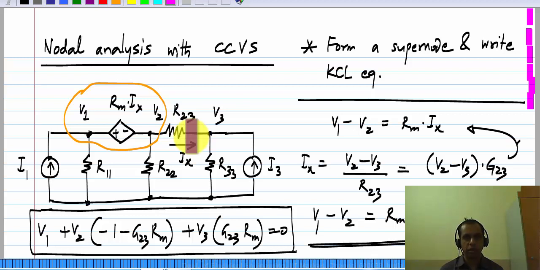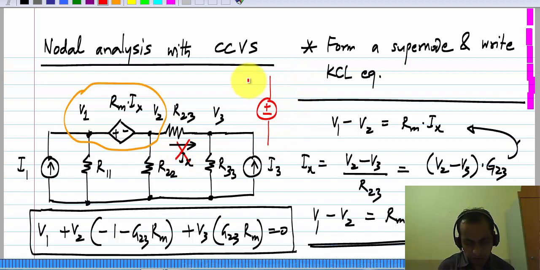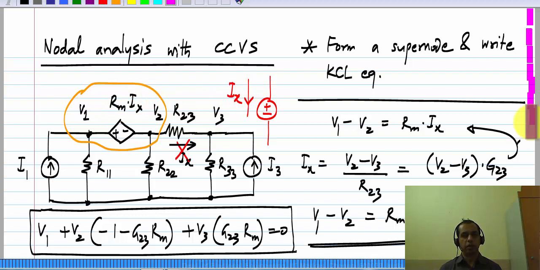Now there is a particular case which I have not considered, right? Let's say that we had a slightly different circuit and Ix was not over there, but Ix was through another voltage source. It could be a dependent voltage source or it could be an independent voltage source. What I am saying is we have a current controlled voltage source over there, and the voltage depends on a particular current. That current itself is not current through a resistor, but current through a voltage source, whether it's controlled or independent.